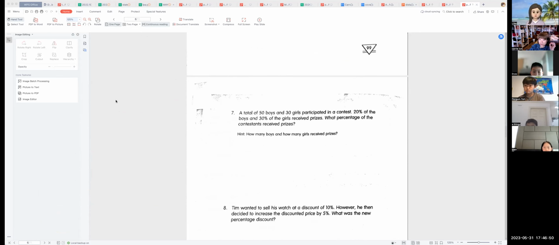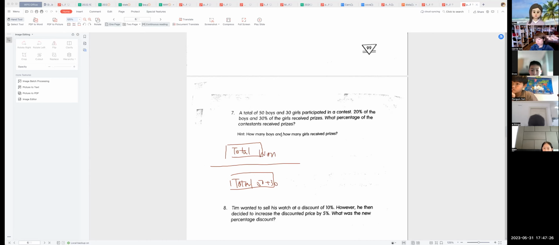A total of 50 boys and 30 girls participated in the contest. 20% of the boys and 30% of the girls received prizes. What percentage of the contestants received prizes? For this question, you need to find out the total number of students who won and divide by the total number of contestants. So how many kids went to the contest? 50 plus 30, right? So that's the bottom. Everybody please count it. How many of them are winning?